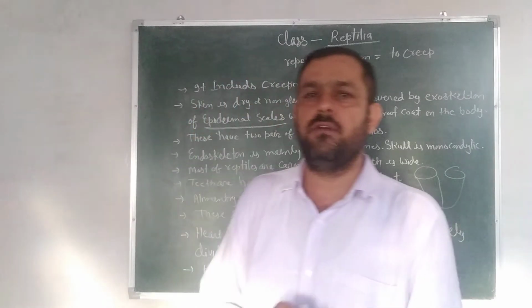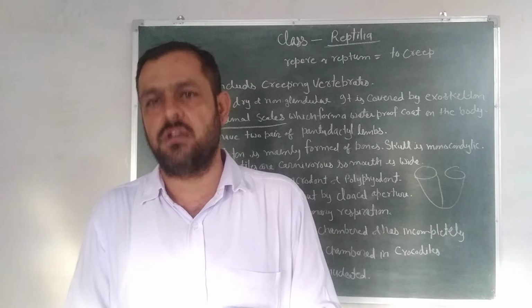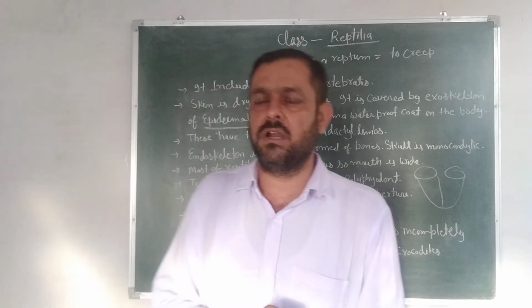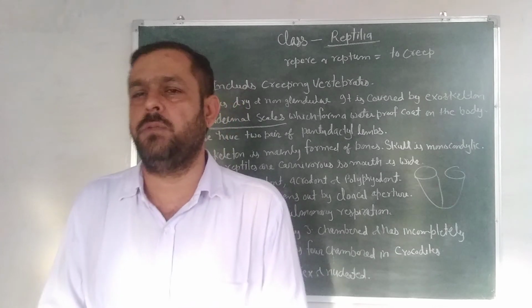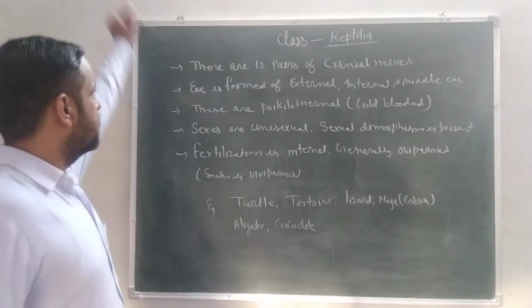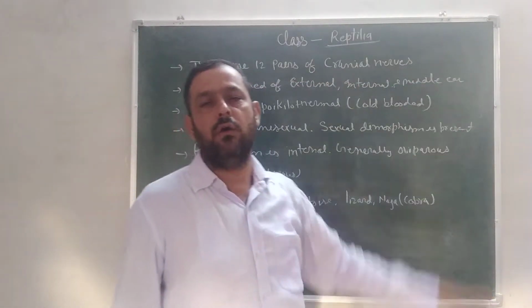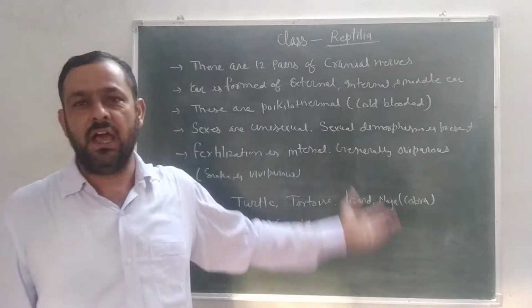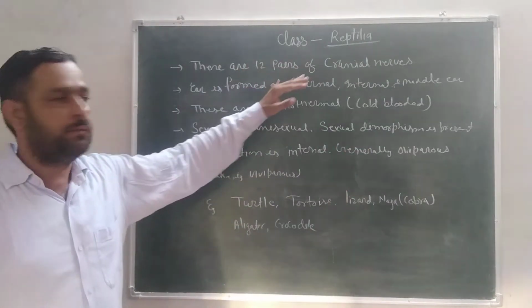Normally in human beings, RBC, red blood cells or red blood corpuscles, are non-nucleated, but in amphibia and reptilia RBC is nucleated. Next character: there are 12 pairs of cranial nerves found in reptilia, as we see in amphibia only 10 pairs of cranial nerves are found.